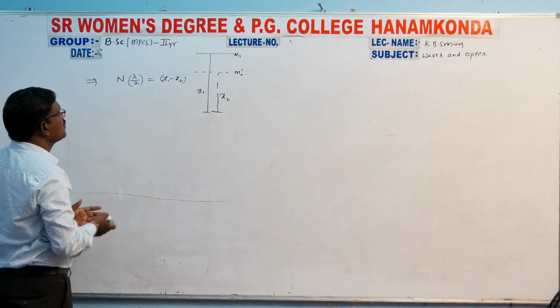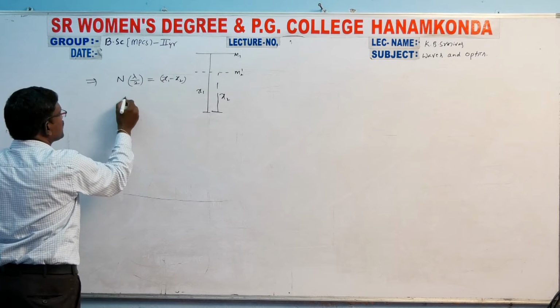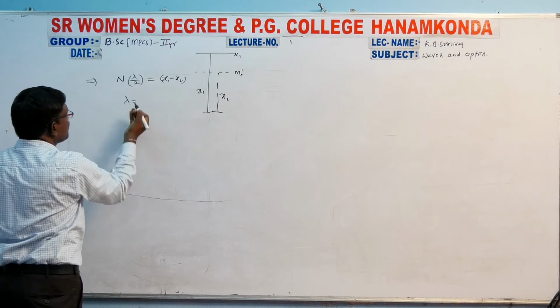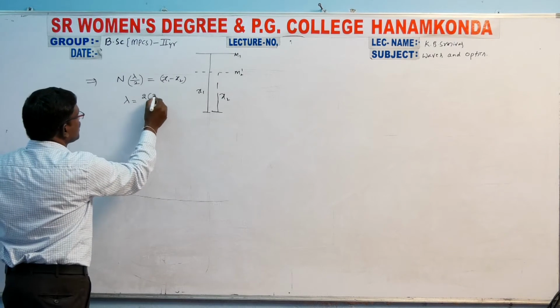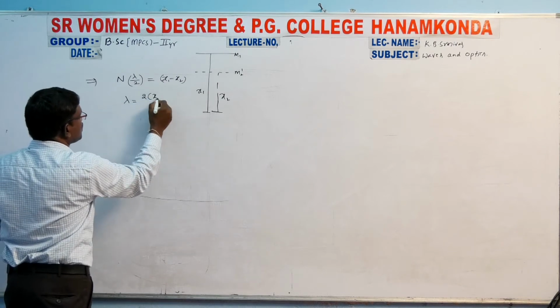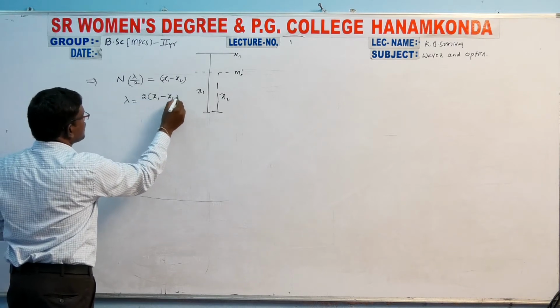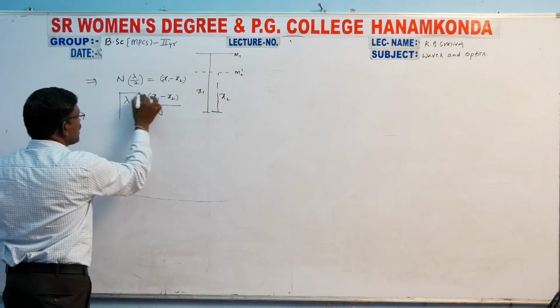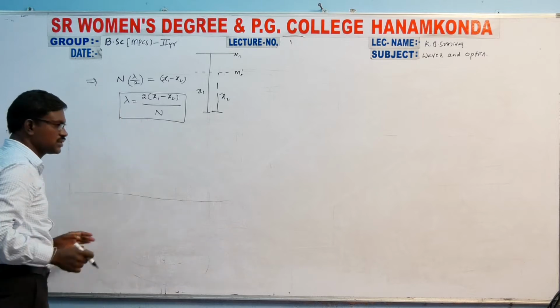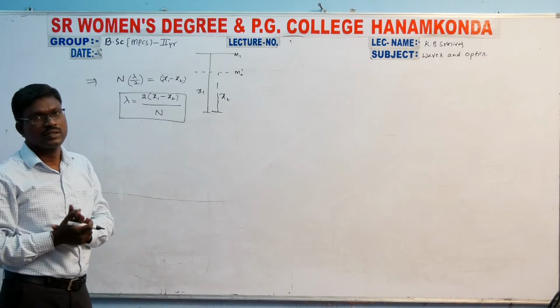But what is our aim? We have to find out the lambda value. So the wavelength of the monochromatic light is equal to 2 of x1 minus x2 whole, divided by capital N. So this will be the final expression of this derivation. You have to remember. Is that clear?